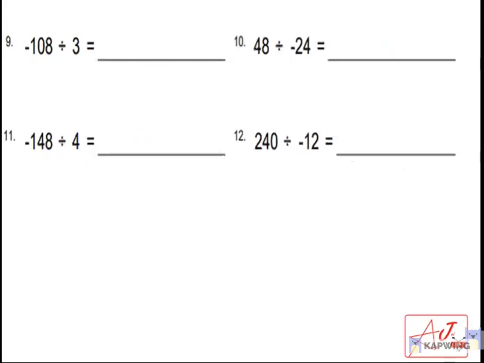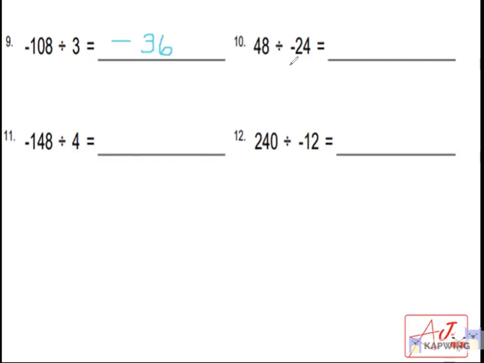Next po, we have negative 108 divided by 3. Magkaiba sila ng sign, so therefore ang answer natin ay negative. So magiging negative siya dahil magkaiba ang sign. And 108 divided by 3 is 36. So ang answer natin for number 9 ay negative 36.